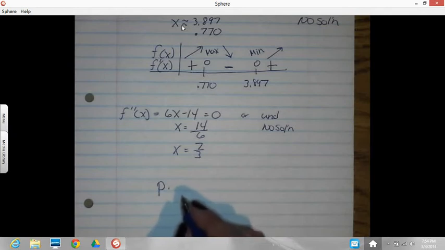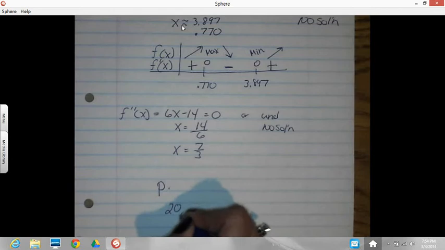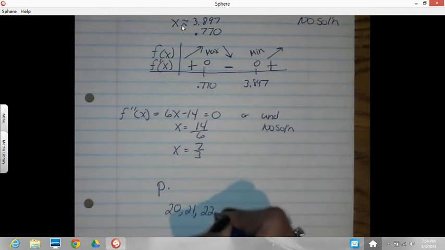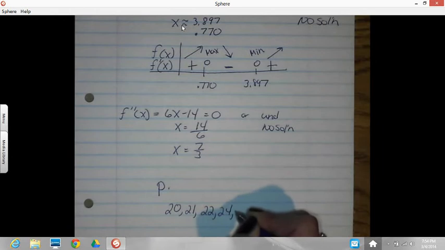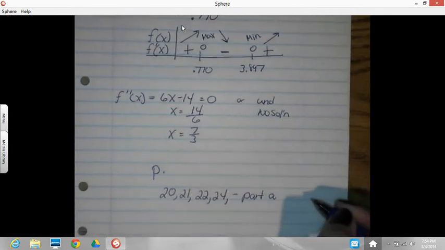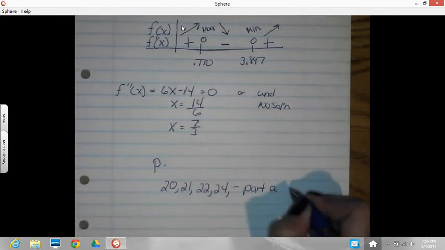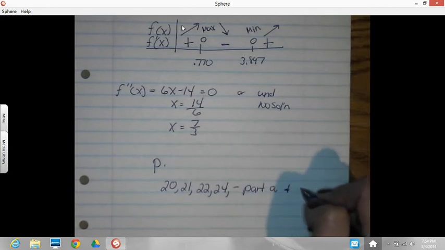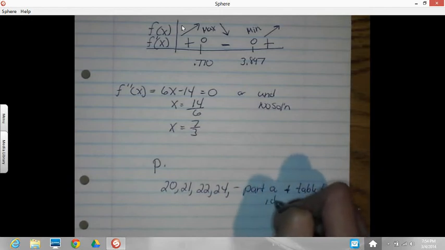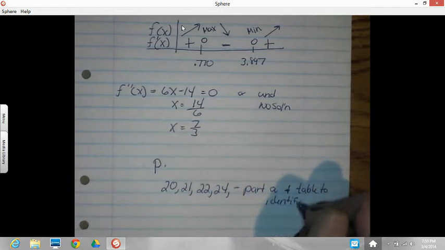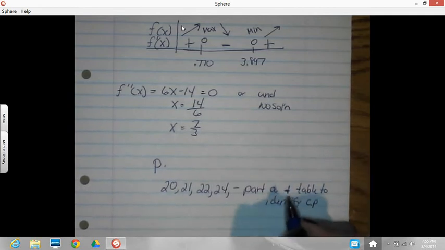See, I did 19. You've got 20, 21, 22, 24, and you're only going to do part A, which just says find the critical points algebraically. And I want the table like I did in the notes, and the table to identify the critical points, exactly what they are. And then those are algebraically.